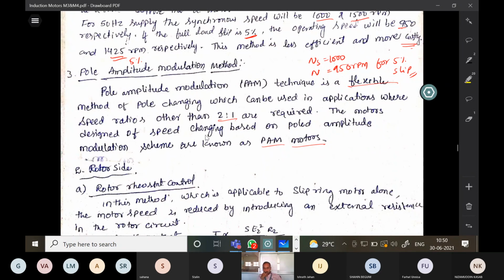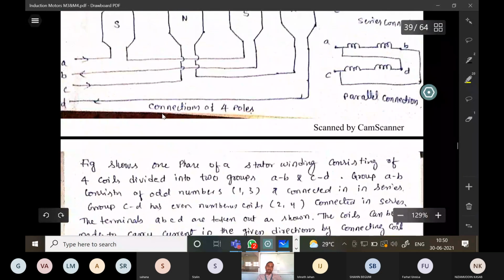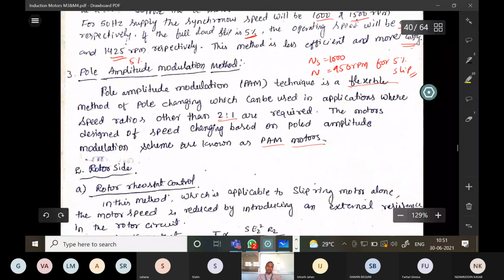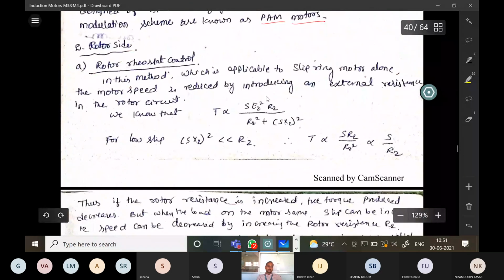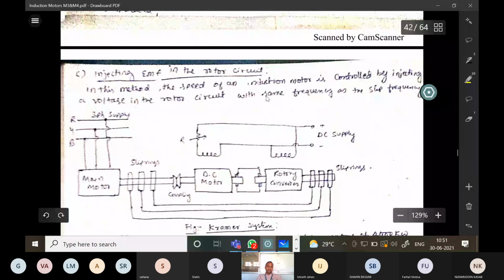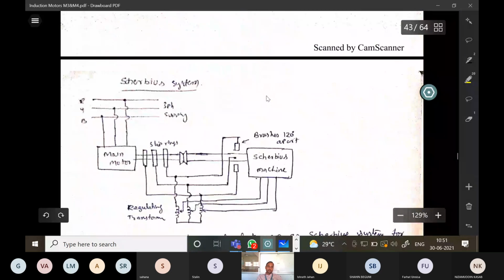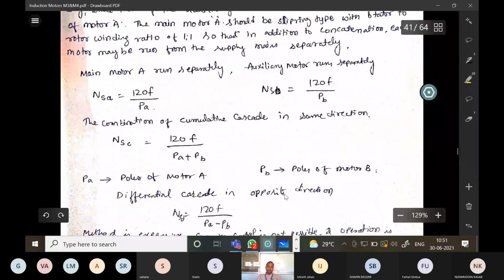In the examination they will ask what are the different kinds of speed control of induction motor. So at that time we need to explain all the types. In brief, in the pole changing method we have three different kinds: one is the consequent pole method, second is the multiple stator winding method, and the pole amplitude modulation method. And on the rotor side we also have different techniques, which can be discussed in the next class. Okay, thank you.